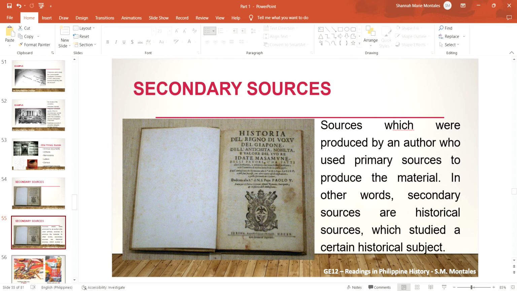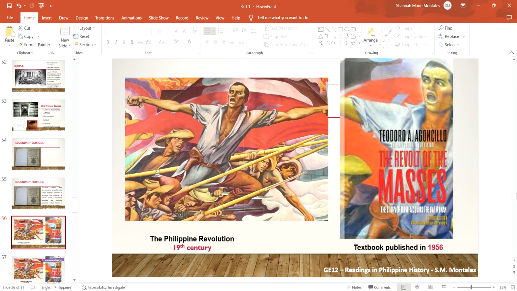So, there is already a primary source that came first, and that was used by a historian to produce a particular material. For example, a textbook. Okay? In writing a textbook, a historian would write a research or would conduct studies, and in the process, he or she would be looking at primary sources. The textbook he produced will already be considered a secondary source. So, this is an example of what I am giving you as a picture.